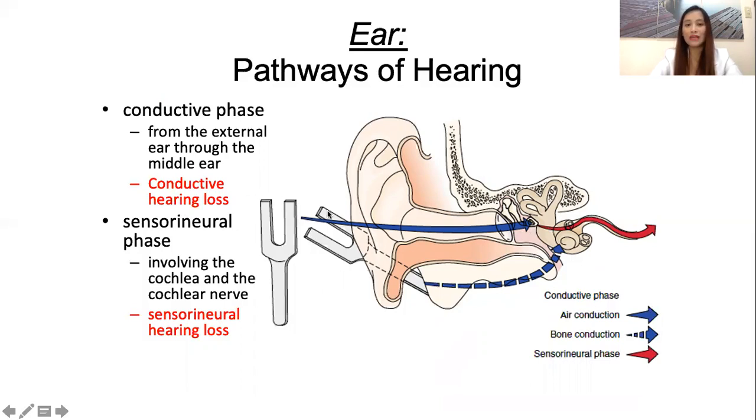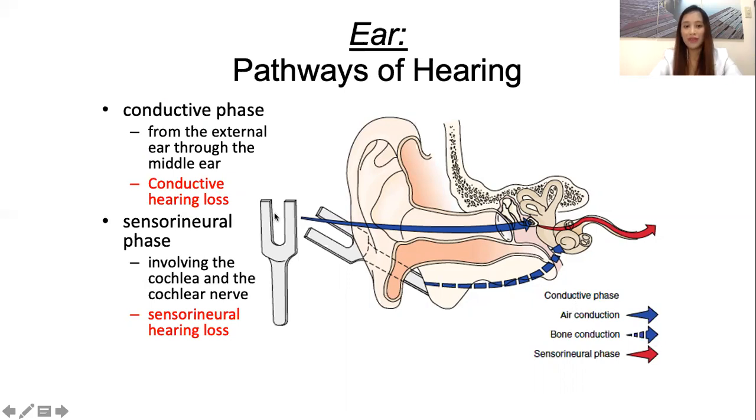So if there is any defect from the outer ear to the middle ear here, you will have conductive hearing loss. If the problem is in your cochlea or your cochlear nerve, you will then have your sensory neural hearing loss. So you can actually detect or differentiate between the two using physical examination.